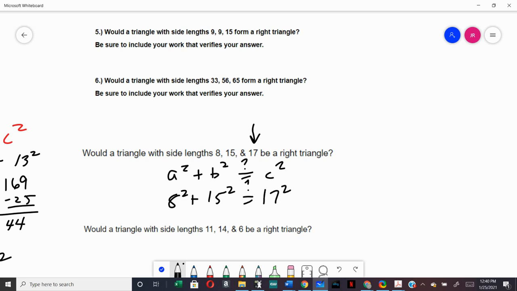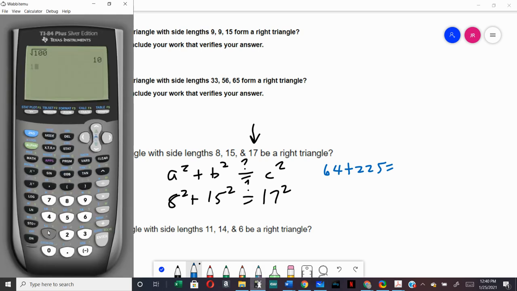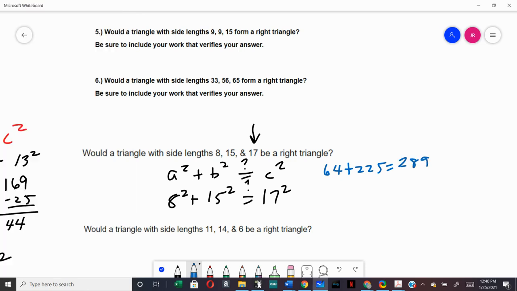And so this is where, again, you pull out your calculator. 8 squared is 64. 15 squared is 225. 17 squared, I know it's 289, but let's just show you 17 squared, just like that, 289. And now, does this equal 289? Well, 64 plus 225 is 289. So that does equal 289. So yes, this is a right triangle.